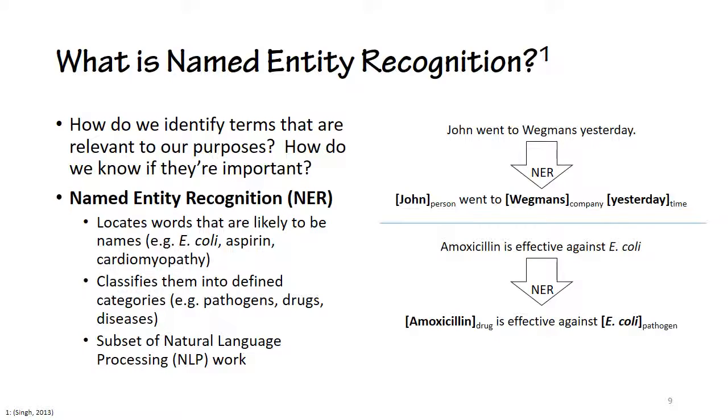So that's part of NLP. And then we have a biological example on the bottom of my slide. We have amoxicillin, which would be the name of a drug, and then E. coli, which is the name of a pathogen. So when there are things that are identified as names, we try to look at the relationship between the words and the names. That's really what we're getting at.